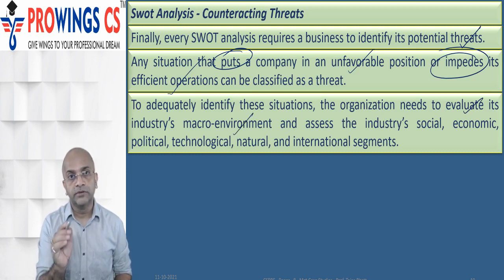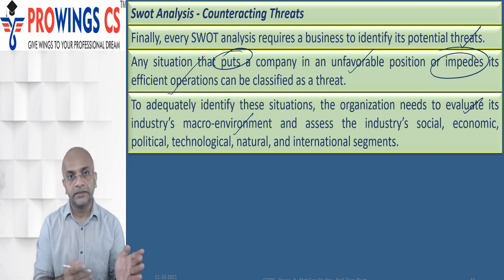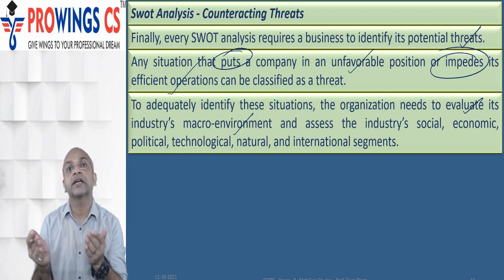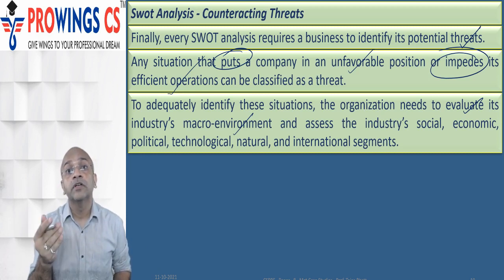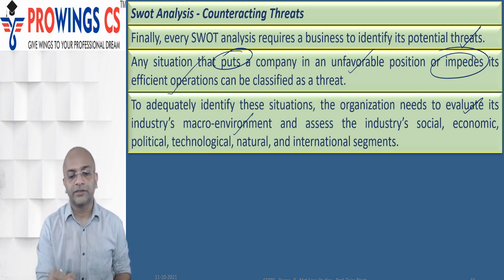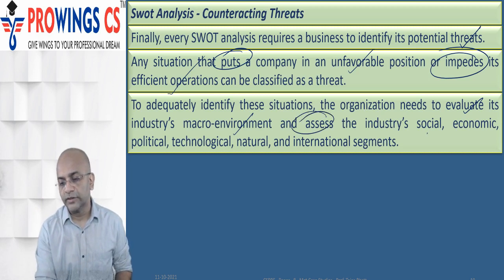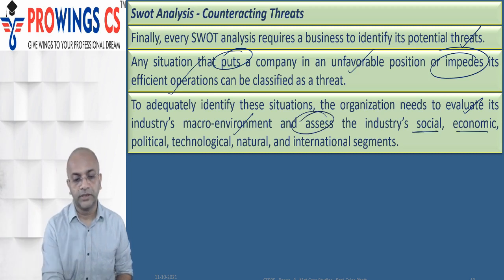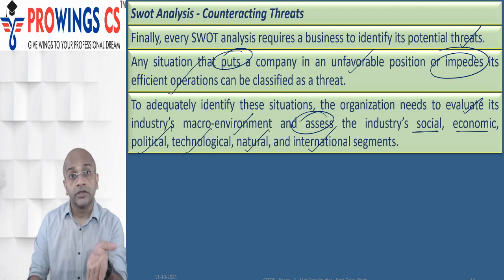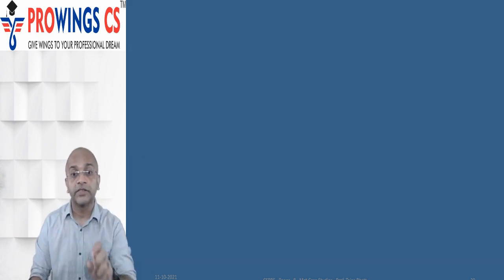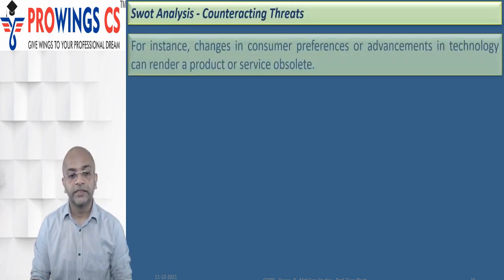See, understand, business environment gets classified into two parts: internal and external. External is further classified into two parts: micro and macro. This we have done in the CS Executive, if you can recollect anything by chance. Understand this, its industry's macro environment, and assess the industry's social, economical, political, technological, natural, and international segments. Anything can bring or generate threats, and we need to be ready for it.